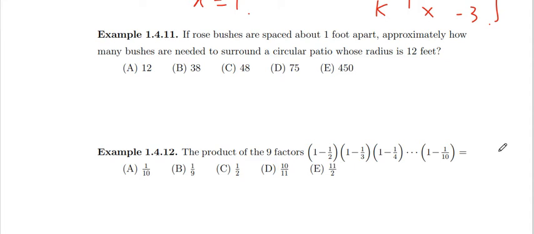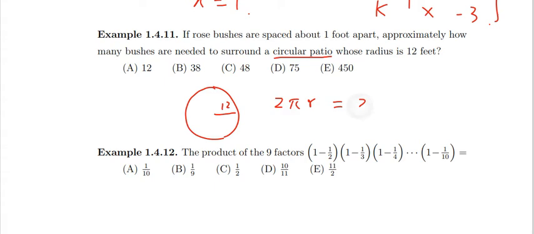Okay, so here we have a circular patio with radius 12. Then the circumference is 2 pi r, right? 2 pi r is 2 times r, and r is 12, so this equals 24 pi.